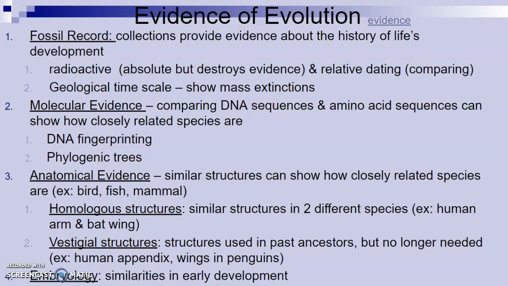Molecular evidence is used to compare DNA and amino acid sequences. We use DNA fingerprinting, we use cladograms, we use phylogenetic trees. Anatomical evidence is the similar structures that can show how species are related. We use homologous structures, we use vestigial structures, and lastly, we have embryology. That's similarities in early development.